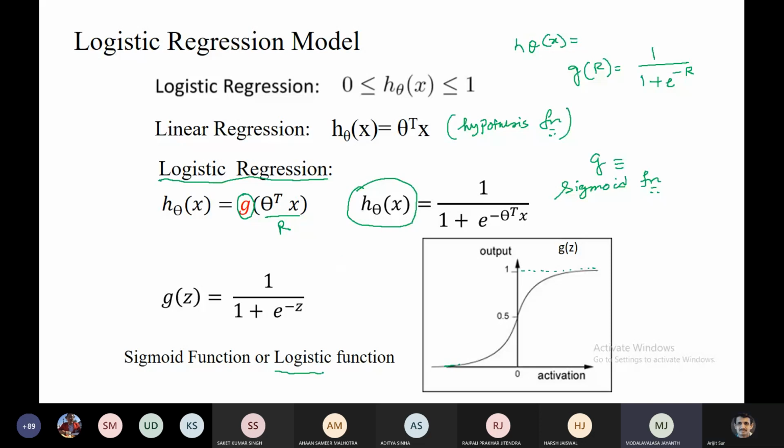So z is equal to g(z), or g(r), whatever, 1 by 1 plus e to the power minus z, called the sigmoid function or logistic function. So what are we changing from linear regression to logistic regression? Everything is the same. Only we put a sigmoidal or logistic function over theta transpose x. And this is basically the geometrical interpretation. Sometimes in neural nets this is called an activation function. We'll see later.